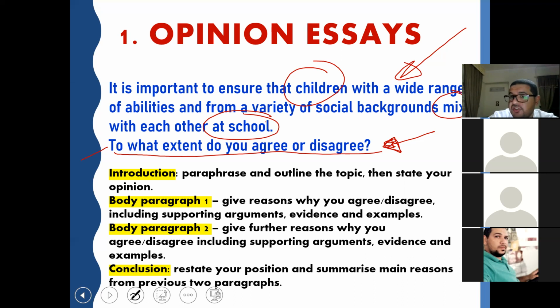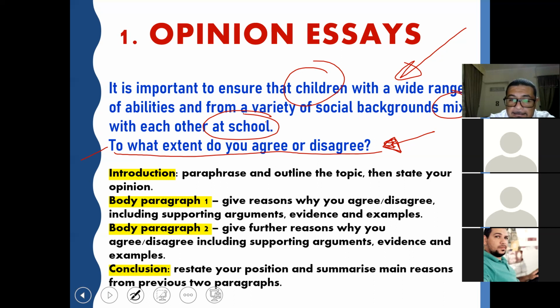Let me ask you a question now. Based on our understanding of this question, are you going to mention the advantages and disadvantages of having mixed schools? Are you going to talk about the advantages and disadvantages?